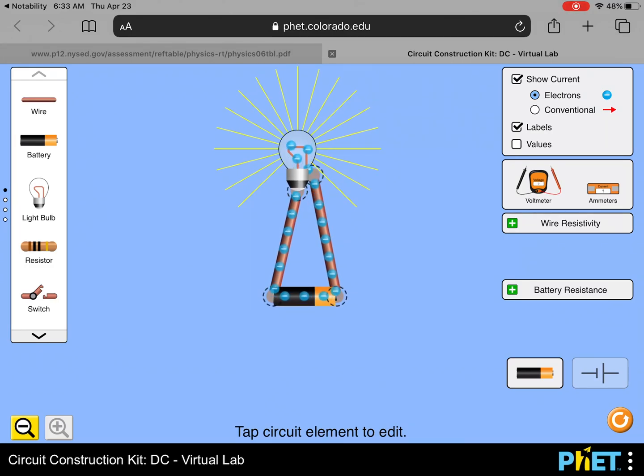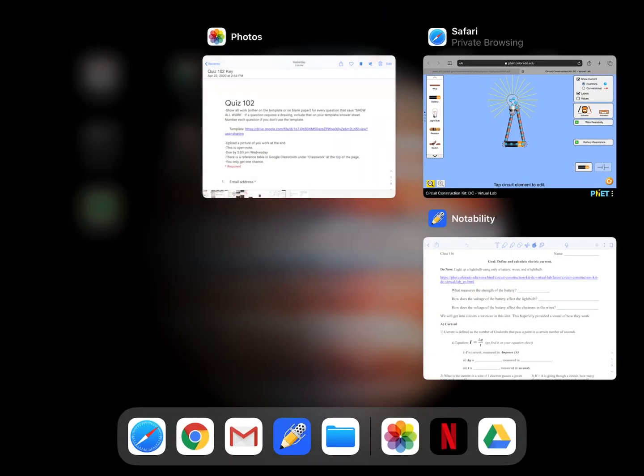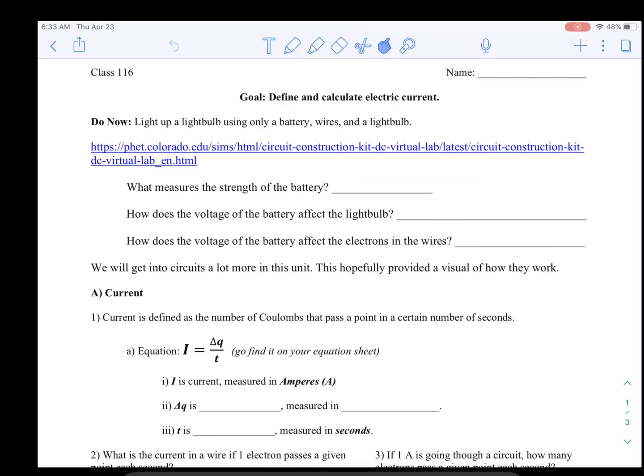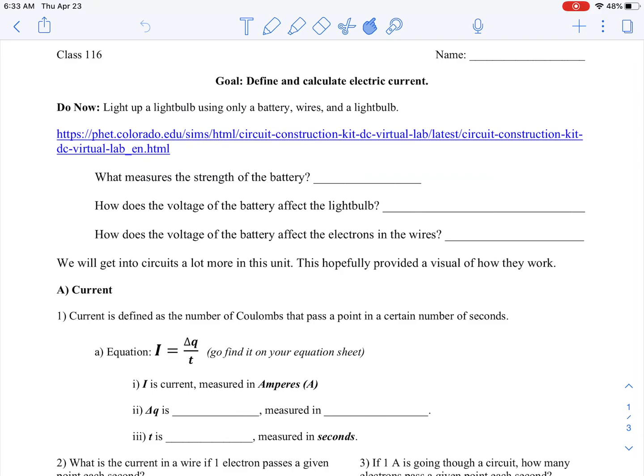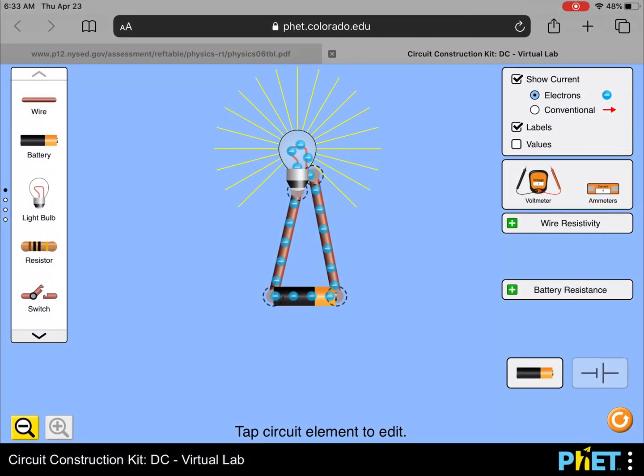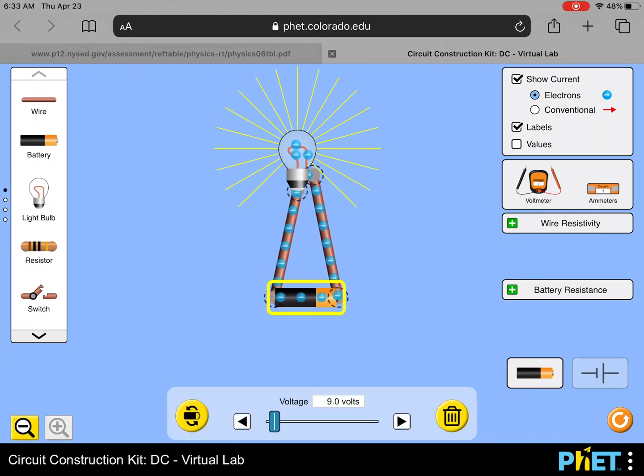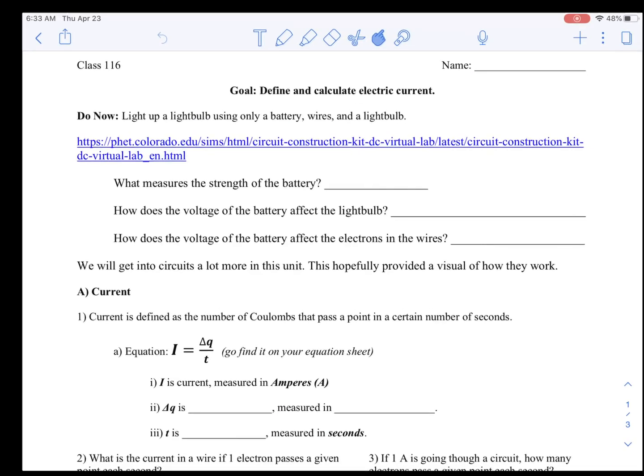So a couple little questions. What measures the strength of the battery? Oh, let's look at that. Most of you might know this already, but if I click on the battery, it looks like it's measured in volts. So that sounds familiar, right? Voltage.